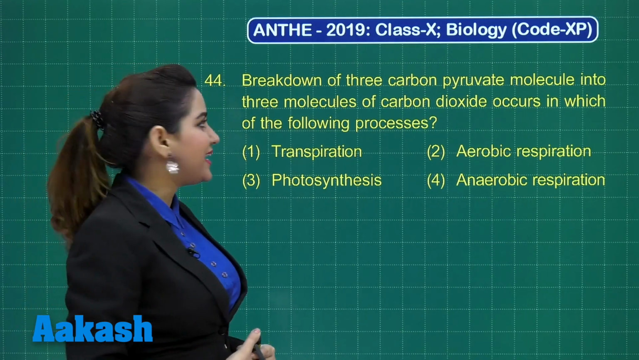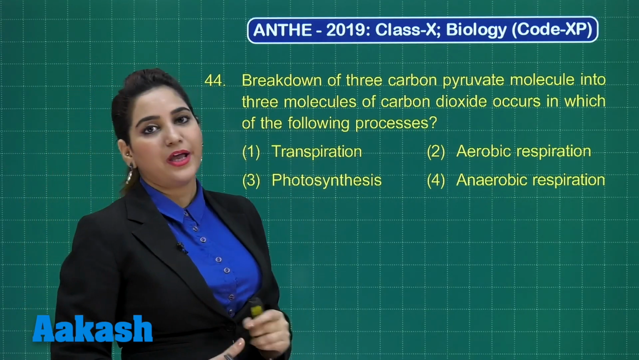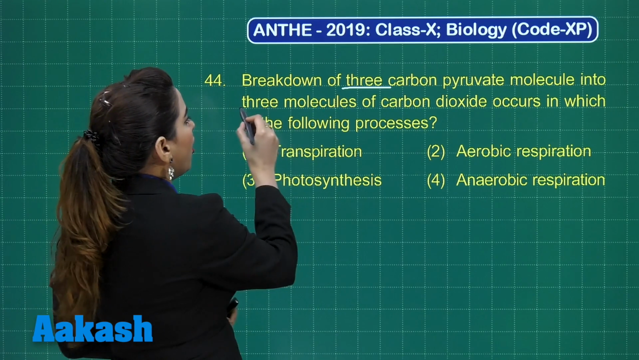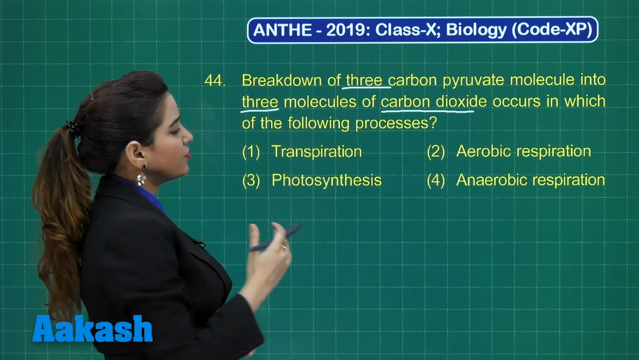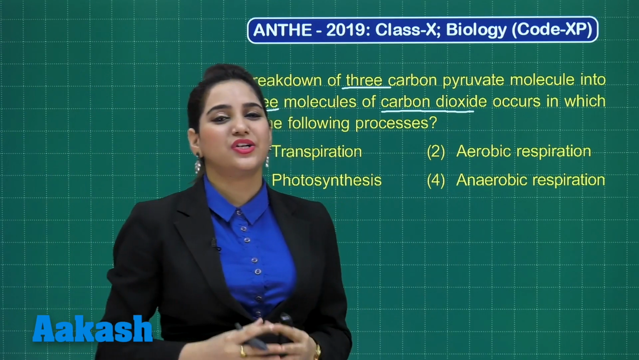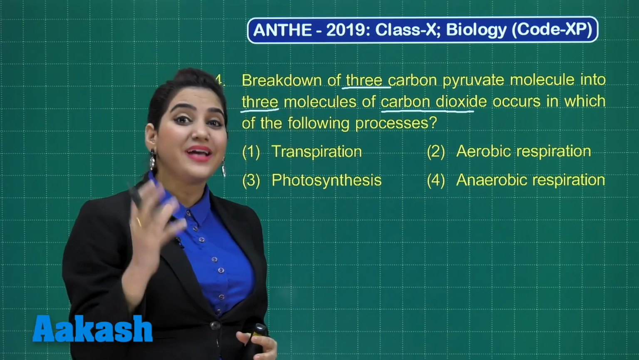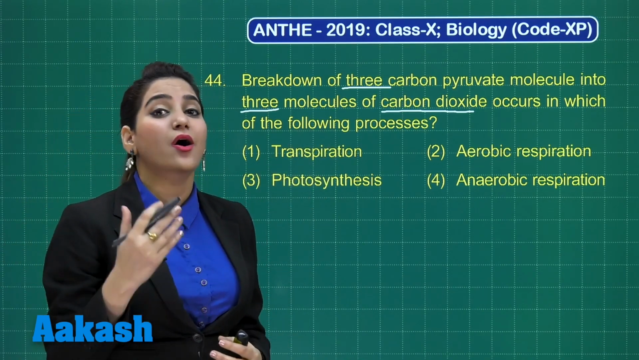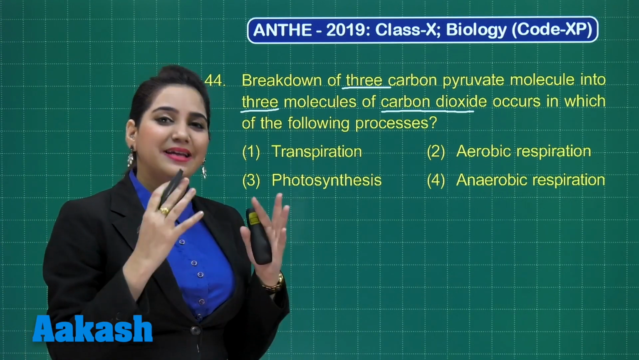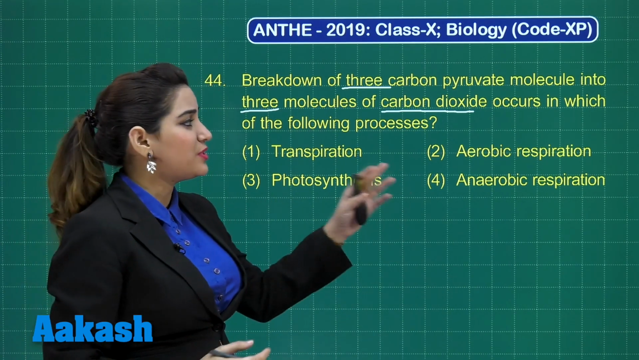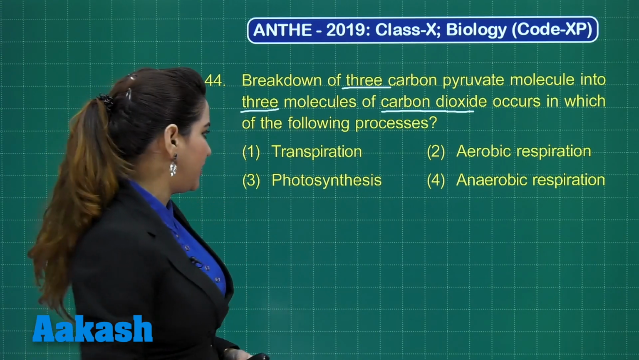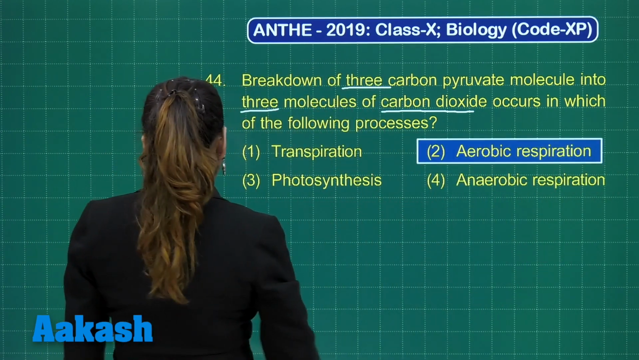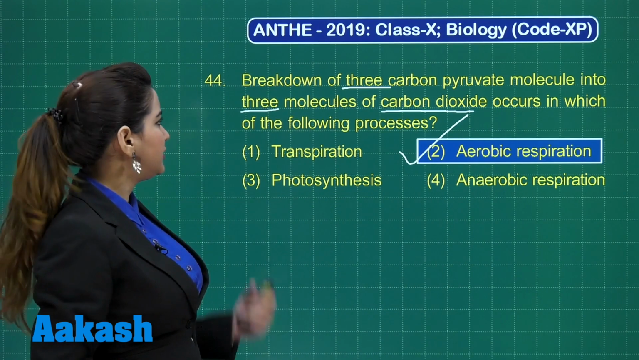Next question we have says breakdown of 3 carbon pyruvate molecule. Yes, that's true. Pyruvate is a 3 carbon compound into 3 molecules of carbon dioxide occurs in which of the following processes? Students, respiration is a process where a fixed carbon, a reduced carbon like pyruvate is broken down, or converted to its oxidized state. So yes, pyruvate gets converted into CO2 during the process of respiration, and that too aerobic respiration. So students, clearly option 2 is the right choice. Let me keep it in a separate box and let's also tick mark this. This was question number 44.